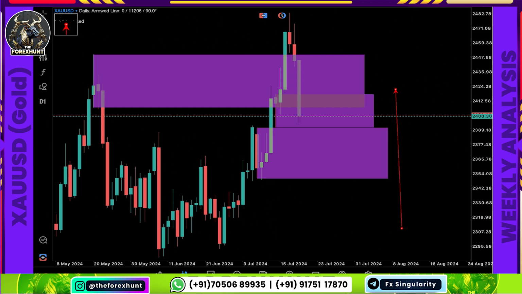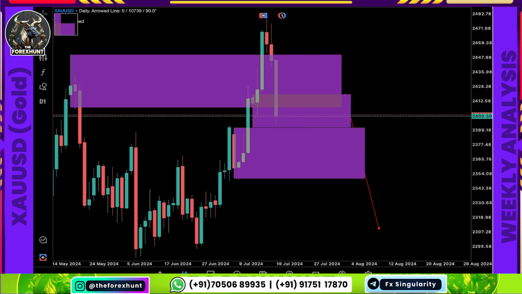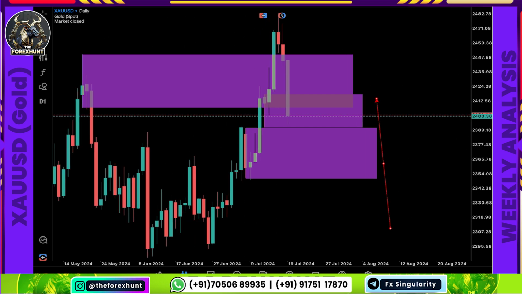Those who are new to trading can avoid trading on Monday and Tuesday, because you are not aware of what will happen on those days. If you are a risk-taking trader, you can take a small percentage of your account and do a buy or sell. Now we have a sell according to this purple box.